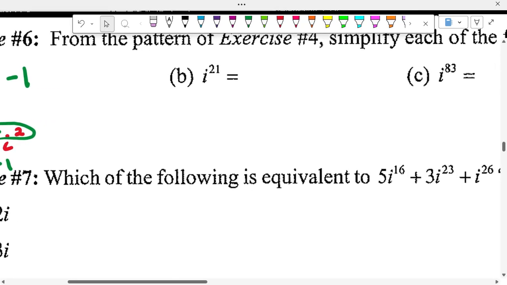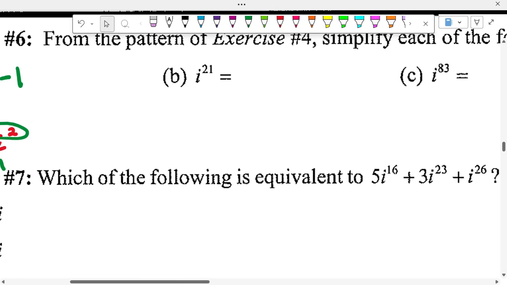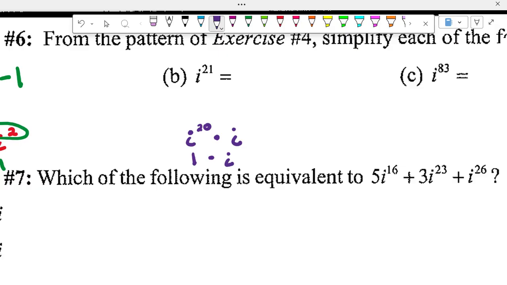All right, i to the 21st. It's obviously not a multiple of 4, but what is the nearest multiple of 4 that's lower than it? 20. So I can rewrite this as i to the 20th times how many i's do I have left over? 1. So this would be 1, because 20 is a multiple of 4, times i to the first, which is just i. So 1 times i is i.